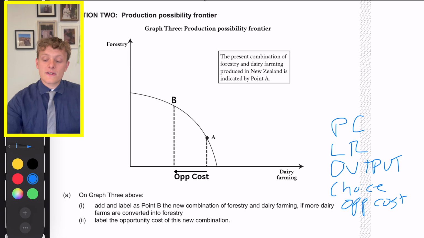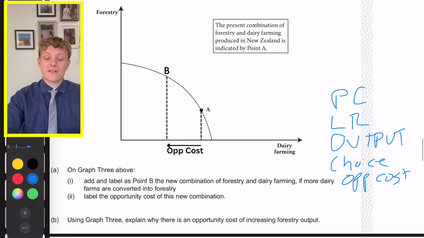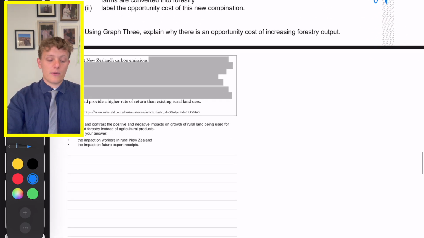For example, if a farm has 100 acres and it's all used for dairy farming, if the farmer wants to turn some into forestry, they must give up some of their farm. They must give up 10 acres to give to forestry. Now the dairy farm has 90 acres and the forestry has 10 acres. So the opportunity cost would be 10 acres of dairy farm.